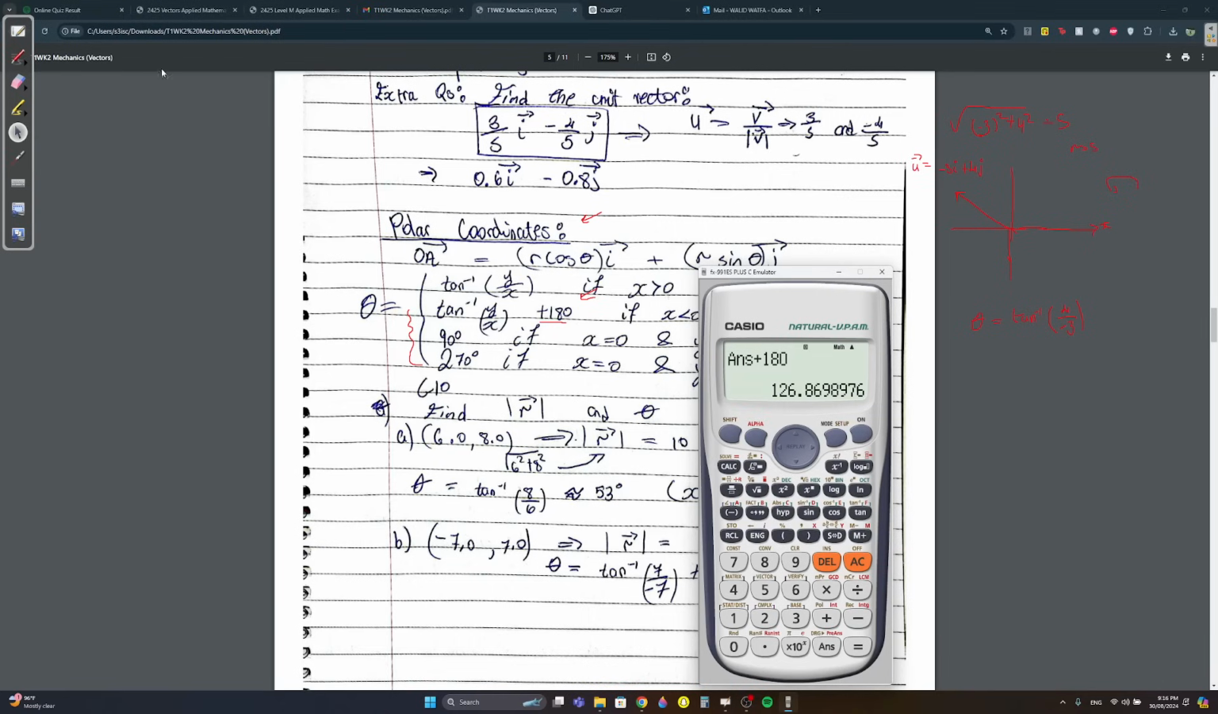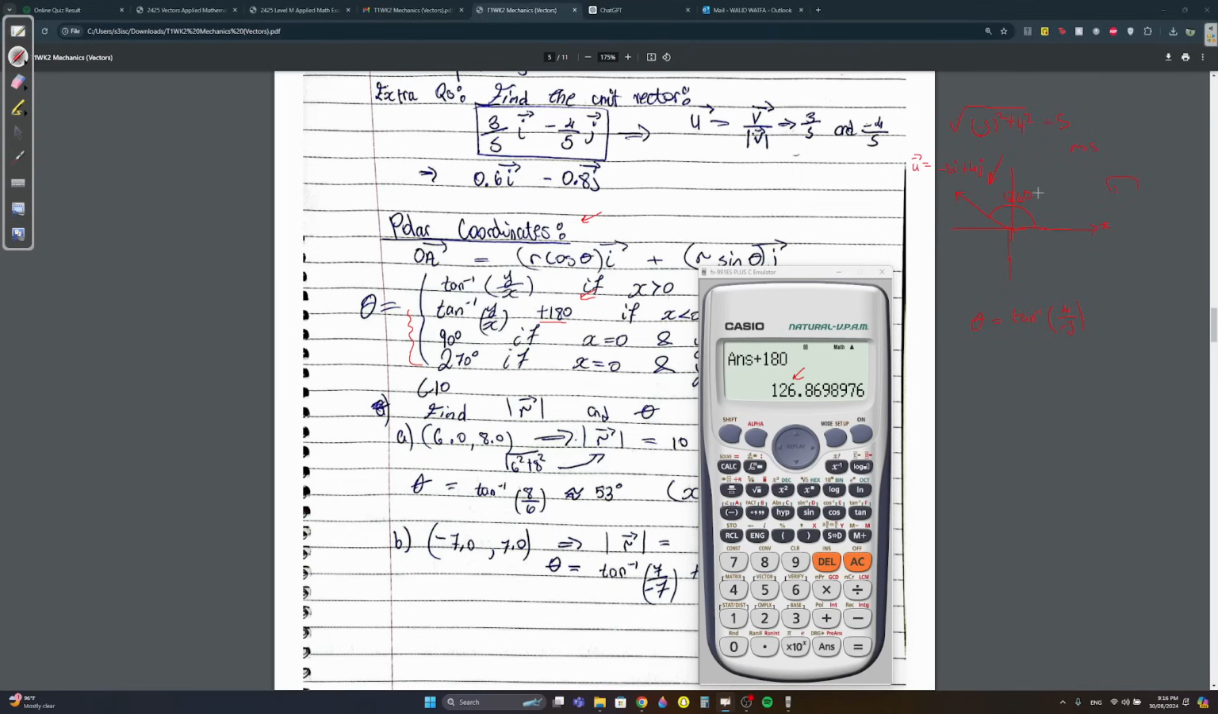I get 126 degrees. Is this correct? Let's see. We start over here. We go up here. Now it's 90 degrees. We move just a bit more and we add about 36 more degrees. Now this is 126 degrees. This looks like 126 degrees. And is it the answer we got? Yes, it is. So that's why if x is negative, remember you're going into another quadrant.